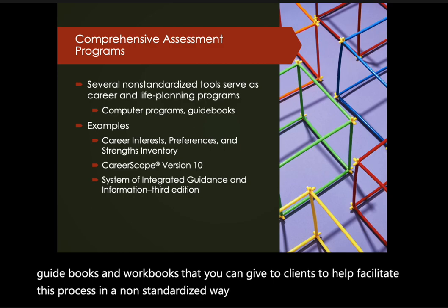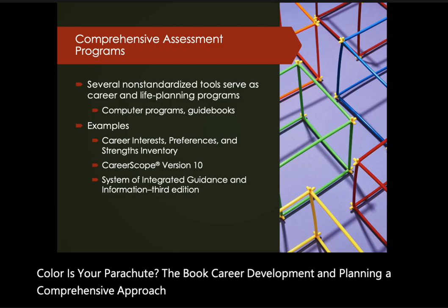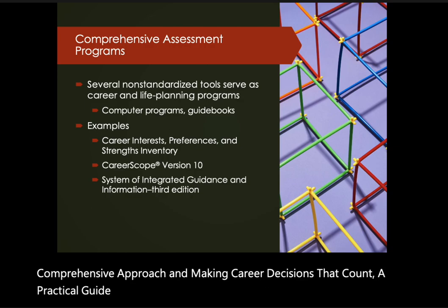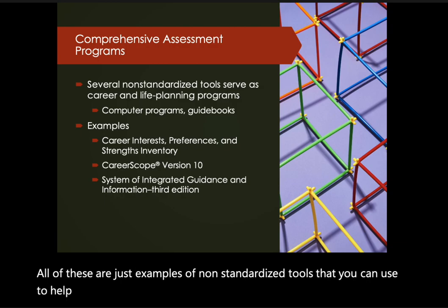Some popular ones are What Color is Your Parachute?, the book Career Development and Planning, A Comprehensive Approach, and Making Career Decisions That Count, A Practical Guide. And again, all of these are just examples of non-standardized tools that you can use to help facilitate that career and life planning program that you might be doing.